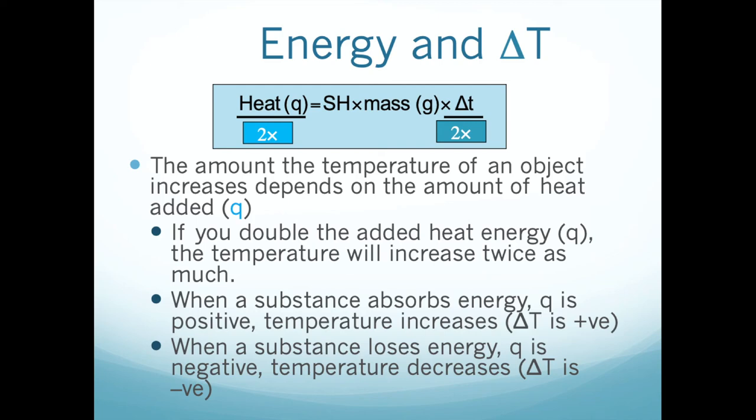Depending on the sign on Q, that tells you something about whether your substance is gaining or losing heat. So keep that in mind, especially later on when we get to heat transfer problems. If something has a negative value for Q, that means it's losing that heat, it's giving out that heat, and that's why its temperature is dropping.